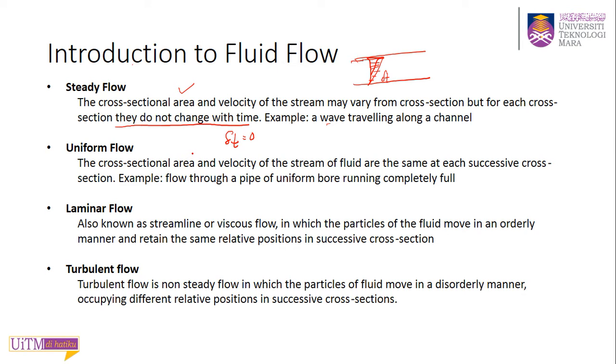The second one is uniform flow. Its definition is that the cross-sectional area and velocity of the stream of fluid are the same at each successive cross section. That means from here to anywhere, at any cross section, they are the same. Earlier, maybe it was just one cross section here that did not change with time. But in uniform flow, every cross section is constant. The velocity and the cross-section area are the same. For example, the flow through a pipe of uniform bore running completely full.